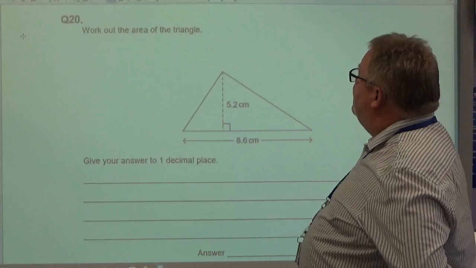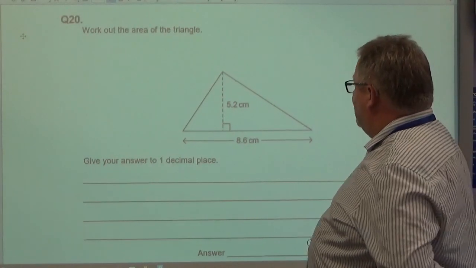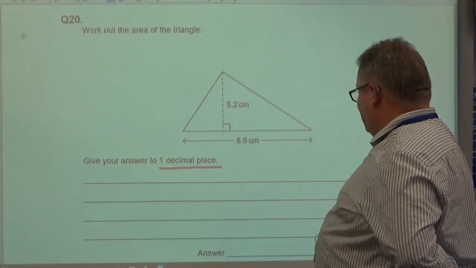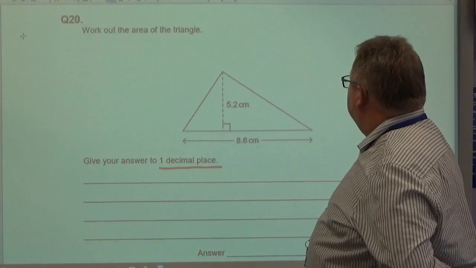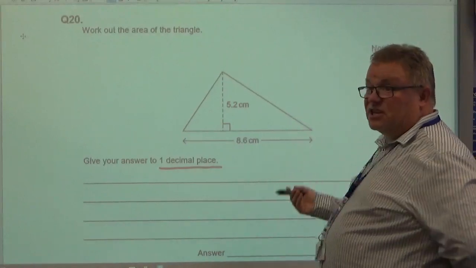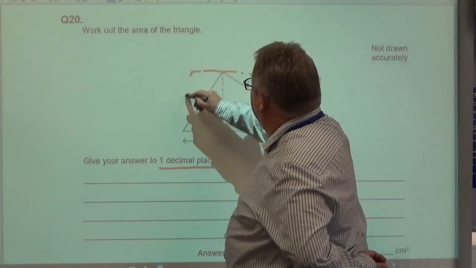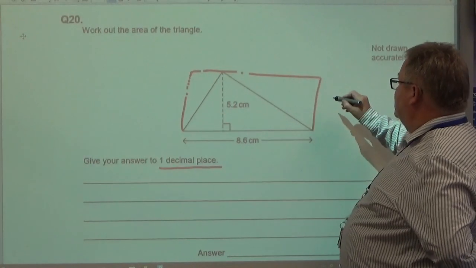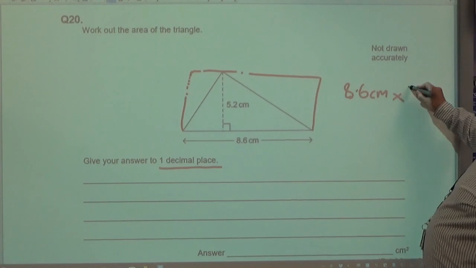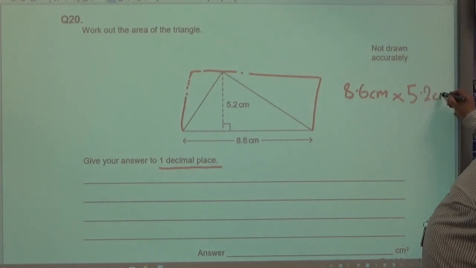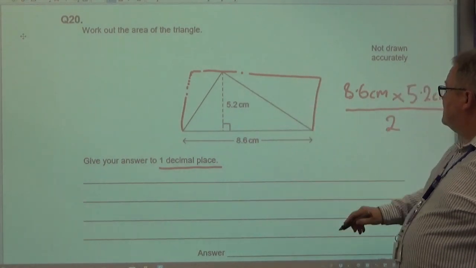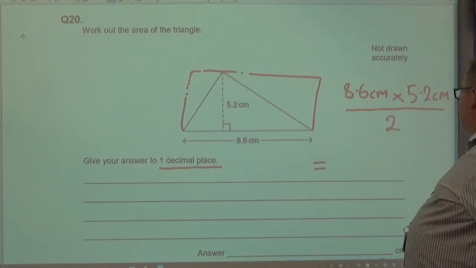So, area of the triangle. Area of the triangle, fairly straightforward. It's also looking at doing this to one decimal place. So, basically it's the base times the height, because it's half of a rectangle, really, and then we're going to divide by 2. So, 8.6 centimetres times by 5.2 centimetres, and then we divide that by 2 there, because a triangle is half of a rectangle, and we're going to get 8.6.